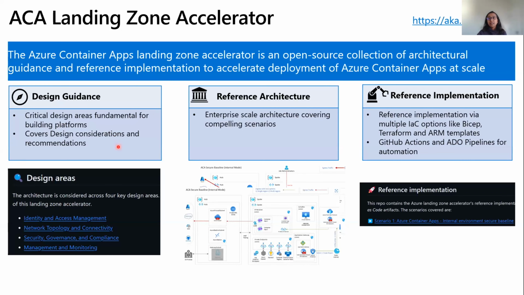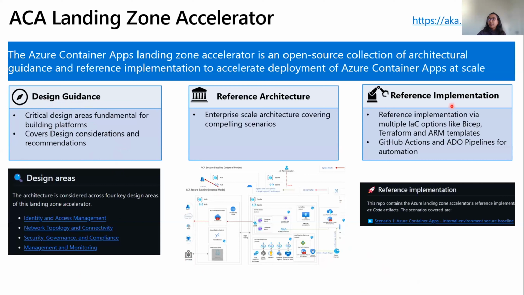So the critical design area guidance covers the considerations and recommendations that you should be taking care of when you are deploying your application. And the reference architecture covers all the compelling scenarios. Here, I'm going to show you the secure baseline scenario to start with.